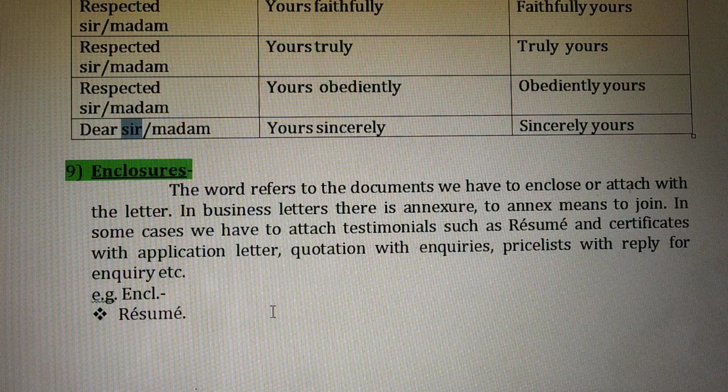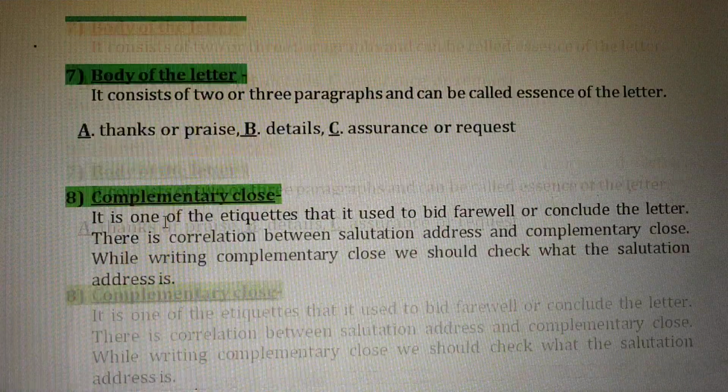Suppose you are going to buy benches, computers, laptops, and the list is of more than 15 or 16 instruments. At that time you can use an enclosure, and in the enclosure you will write: list of required information is attached with this letter. If you are writing a job application letter, then you can write: resume is attached with all testimonials. See, the letter is of one page, but the matter and information are more. At that time you can use the enclosure method and attach a lot of pages to your letter. That is what an enclosure is.